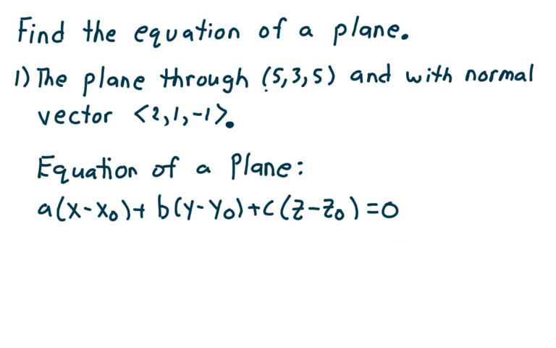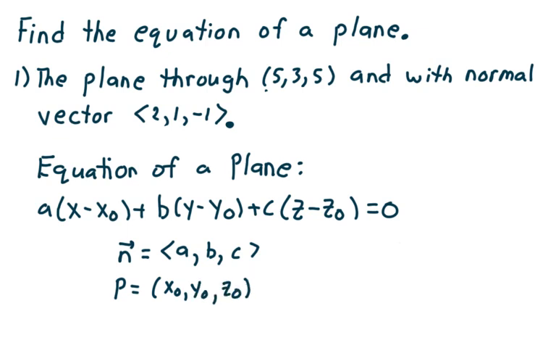So if we recall, the general equation of a plane is a times (x minus x naught) plus b times (y minus y naught) plus c times (z minus z naught) is equal to 0. And in general, the normal vector to the plane is (a, b, c), and the point on the plane in general is (x naught, y naught, z naught). So for this specific example, my a is 2, b is 1, and c is negative 1. x naught is 5, y naught is 3, and z naught is 5.